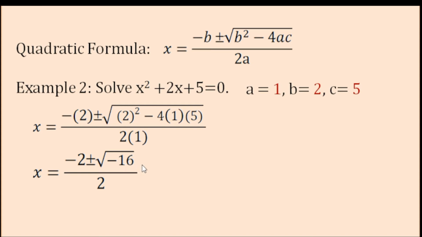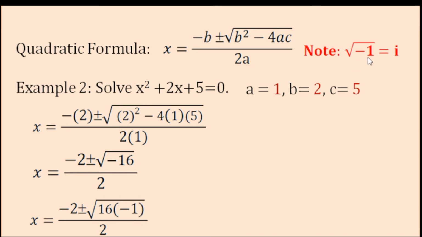Now, in algebra, if we have a negative number inside the square root sign, we have to factor that number in such a way that one of the factors is negative 1. So it looks like this. And we use i to represent square root of negative 1. So why i? Because this stands for the word imaginary. So now we can simplify furthermore. So negative 2 plus minus square root of 16 is 4, and square root of negative 1 is i. So this is what we get.